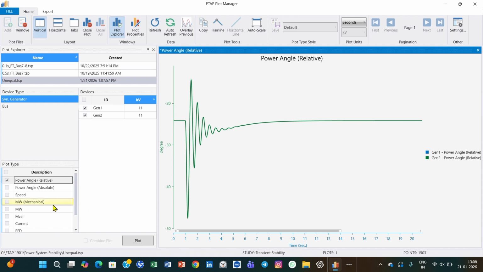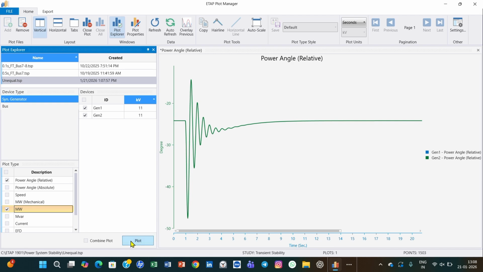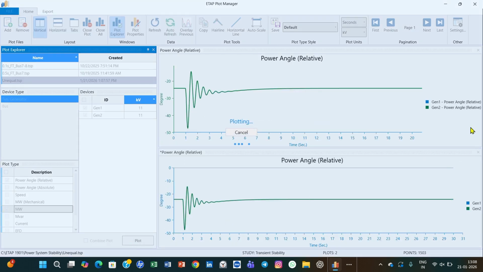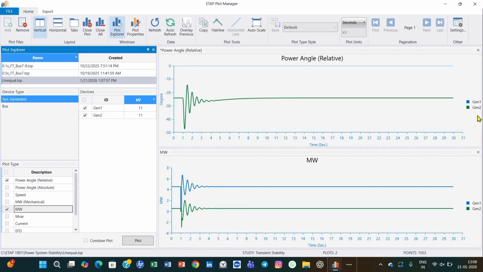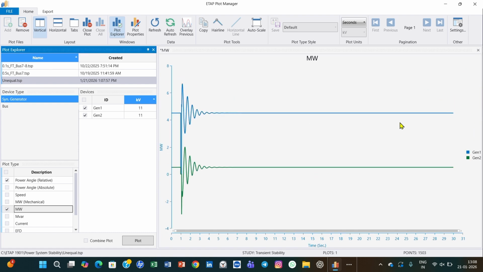And we can also see the kilowatt and MVA plot here. You can close this one and this one. You can see both the kilowatt and MVA are getting stable after the fault is cleared. Okay.